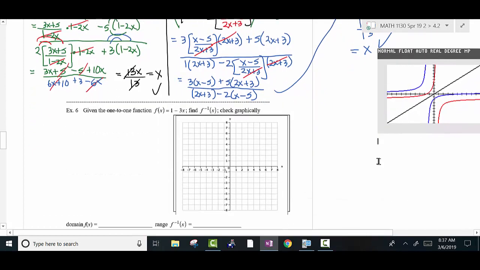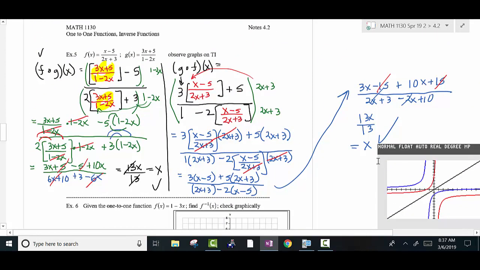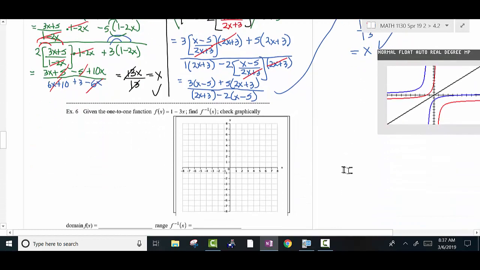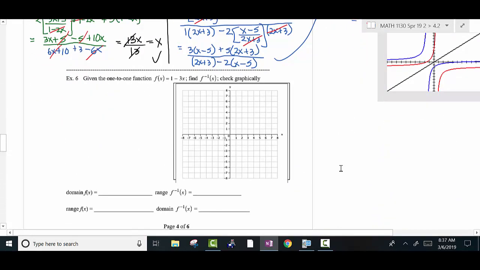You can do that. So what I've done now is I've shown you how to tell if two functions are inverses or not. You have to do the composition. The graph doesn't prove anything. The composition does. If you get x composing it both ways, you will. So the next thing I want to do is show you actually how to find an inverse.